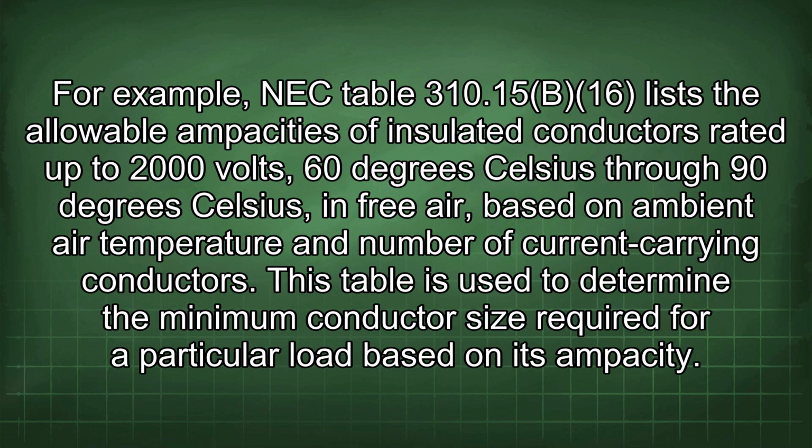For example, NEC Table 310.15(B)(16) lists the allowable ampacities of insulated conductors rated up to 2000 volts, 60 degrees Celsius through 90 degrees Celsius, in free air based on ambient air temperature and number of current-carrying conductors. This table is used to determine the minimum conductor size required for a particular load based on its ampacity.